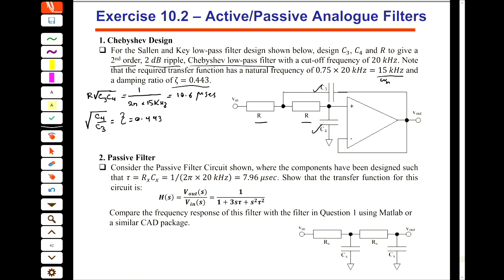So we have two equations, three unknowns. We select one of them and then calculate the other two. Okay, we pick a number for one of them and then calculate the other two from these two formulas. So I assume that, for example, R equal to 4.7 kilo, and then based on those two we can find that C3 and C4 equal to 5.07 nanofarad and 1 nanofarad.